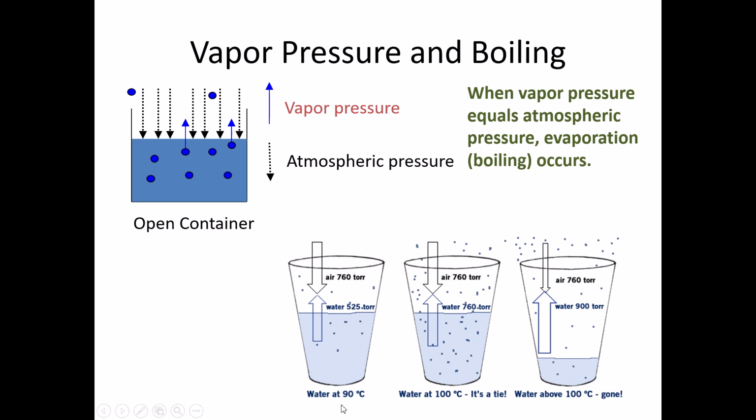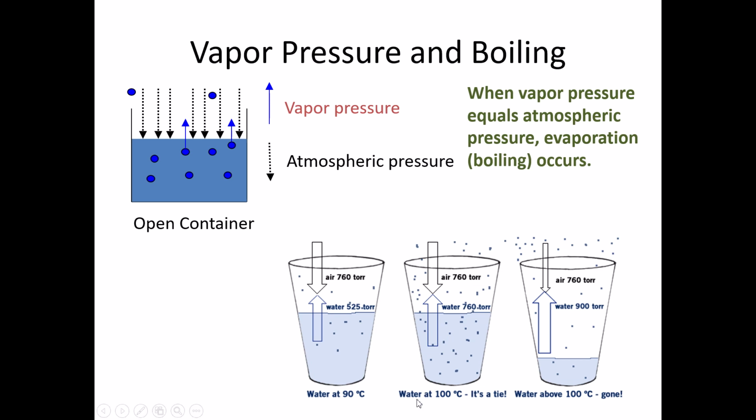So if we look at our water as an example, water at 90 degrees Celsius, which is below the boiling point, we have less vapor coming from the water compared to the air pressure. So our 1 atmosphere is the same as 760 torr, but our water pressure is only 525 torr. Because the pressure externally is greater than our vapor pressure, the external pressure is pushing down on our water, and most of it is still liquid.